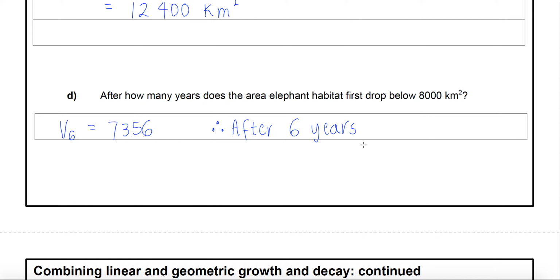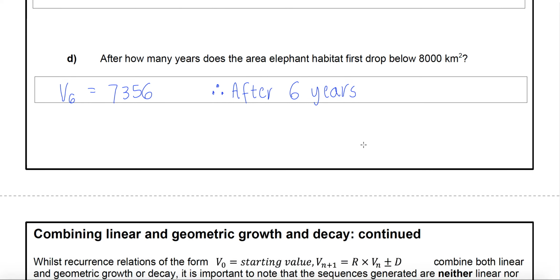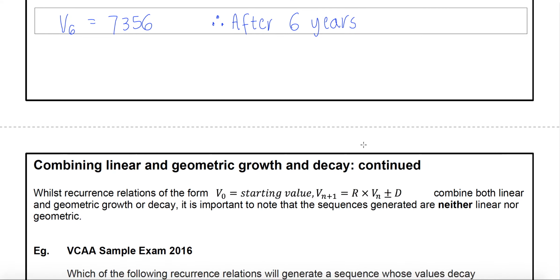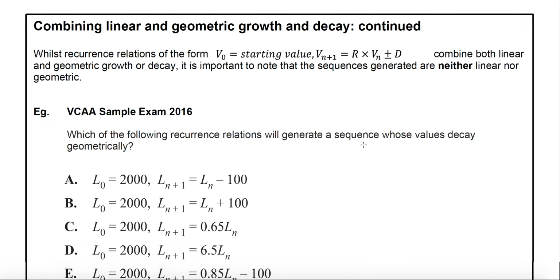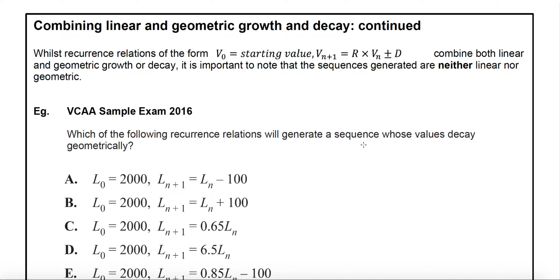And sometimes, of course, we will come across questions where they aren't in that financial scenario. This following one over the page is an example of that. Now, when we say that we're combining linear and geometric growth, the reason we say that is because we've got this capital R and we've got this D value that we're adding or subtracting. Now, what's really important to understand is that when you are combining these, the sequence that you generate is actually neither. It's neither linear, and it's not geometric either.